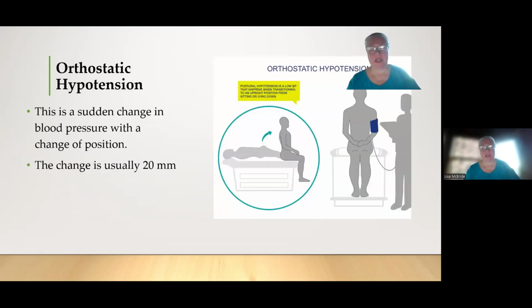So orthostatic hypotension, we've talked about this a number of times in different lectures. That's the sudden change in blood pressure when we have a change of position. This can be from laying down to sitting up to standing. So it's very important that we look at their blood pressure and see if there's a drop or change in their blood pressure by 20 millimeters of mercury. That's our gold standard, 20 to 30 millimeters. If we see that, then we can call that orthostatic hypotension.